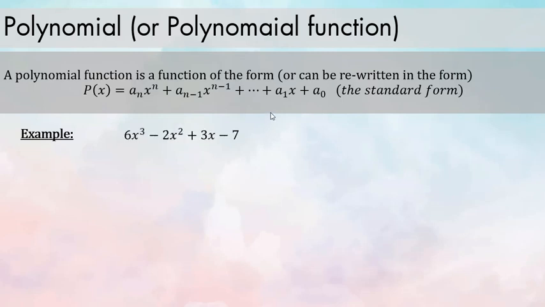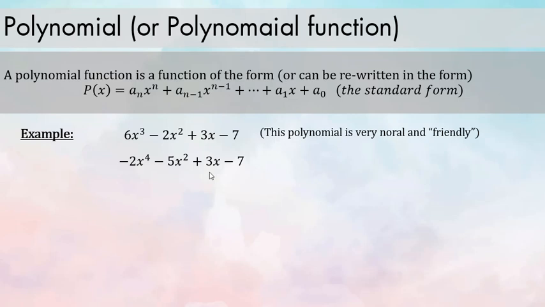Here I'll give you some examples. 6x^3 minus 2x^2 plus 3x minus 7. This is a very normal and friendly polynomial. It has the exact form of the standard form given above.